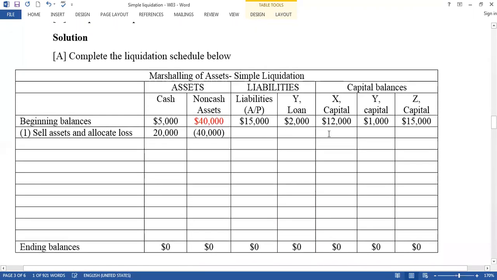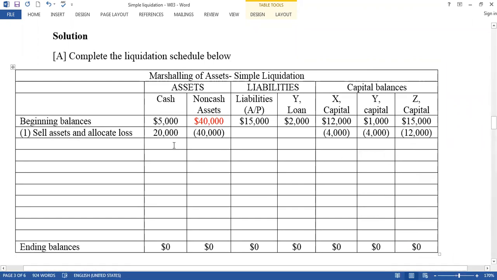So we are going to decrease here. X capital decrease 4,000. Y capital decrease 4,000 and Z capital decrease 12,000. So we shared this loss.